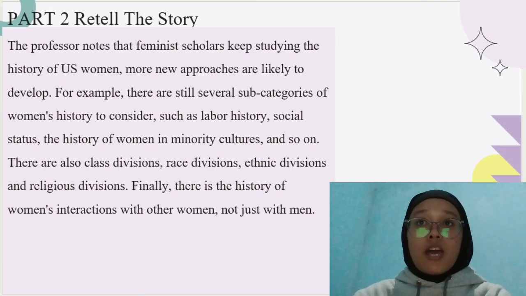The professor notes that as feminist scholars keep studying the story of U.S. women, more new approaches are likely to develop. For example, there are still several subcategories of women's history to consider, such as labor history, social status, and the history of women in minority cultures, and so on. There are also class divisions, race divisions, ethnic divisions, and religious divisions. Finally, there is the history of women's interaction with other women, not just with men.